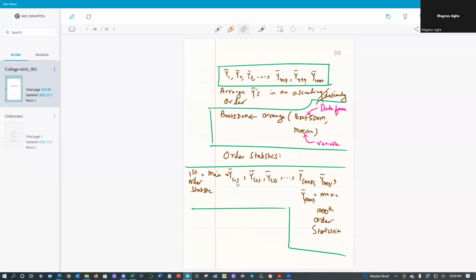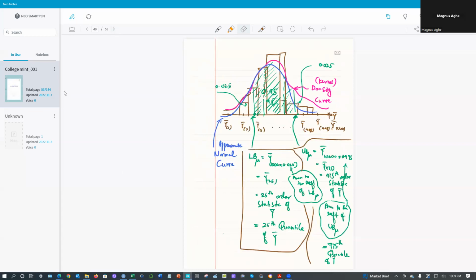The first value I'm going to write with a subscript within parentheses. When you write like that, we call them the order statistics. The first one is called the first order statistic, which is the minimum value. And this is the second smallest, third smallest. Let's say this is 5, this is 10, 15, 100, 103, like that. And then this is the maximum value, the thousandth order statistic.